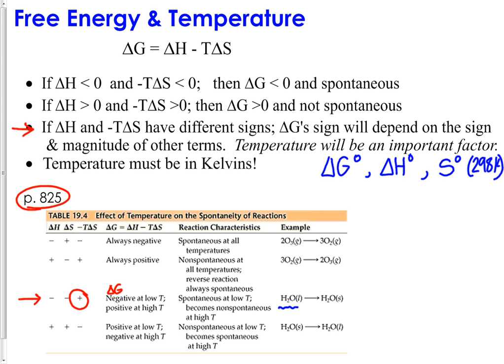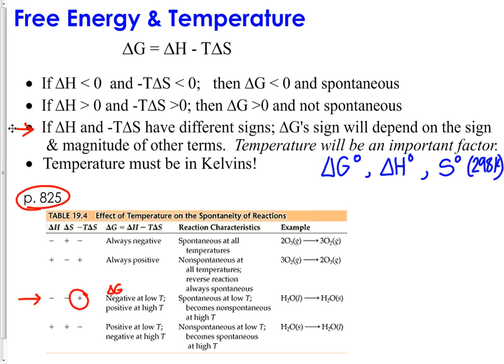Liquid water turning into solid water, so we call that process freezing. Now, water will freeze at low temperatures. Anything lower than 0 degrees Celsius or 273 Kelvin, that will be a spontaneous process. Water, if it's lower than 0, is going to freeze. But if the temperature is high, it's not. At a temperature above 0, water will not freeze. So we have to keep in mind that temperature is a factor.